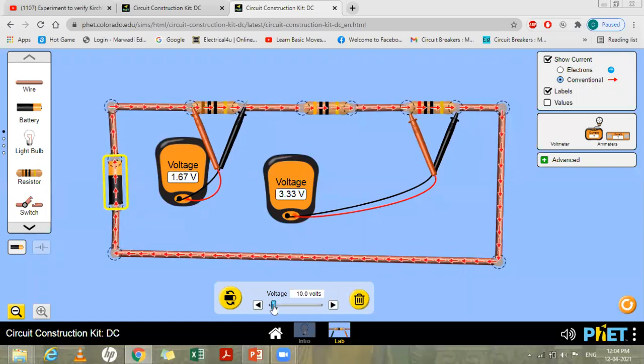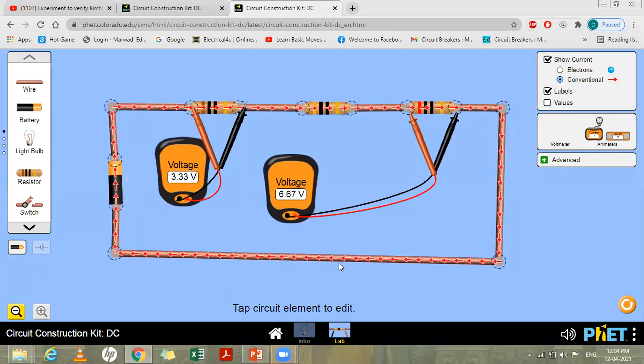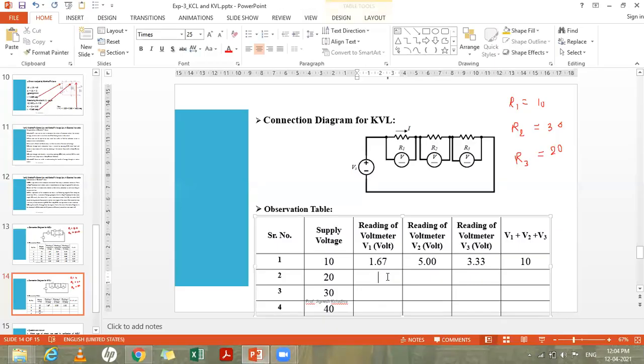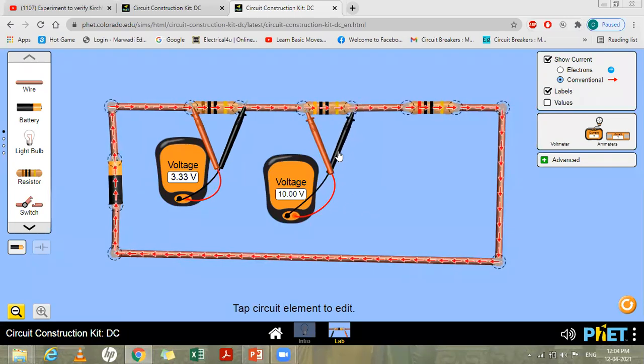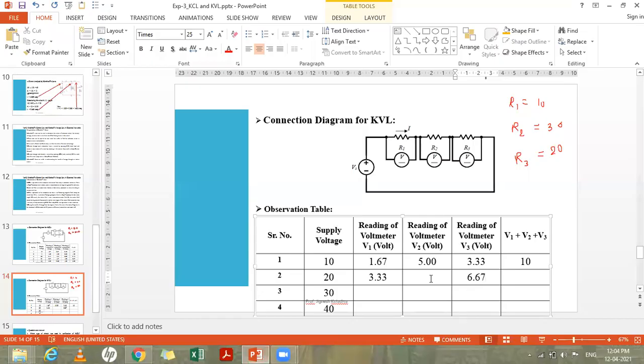Take the second reading, that is 20. V1 is 3.33, V3 is 6.67, and if you measure V2, then it is 10. V1 plus V2 plus V3 will be 20.